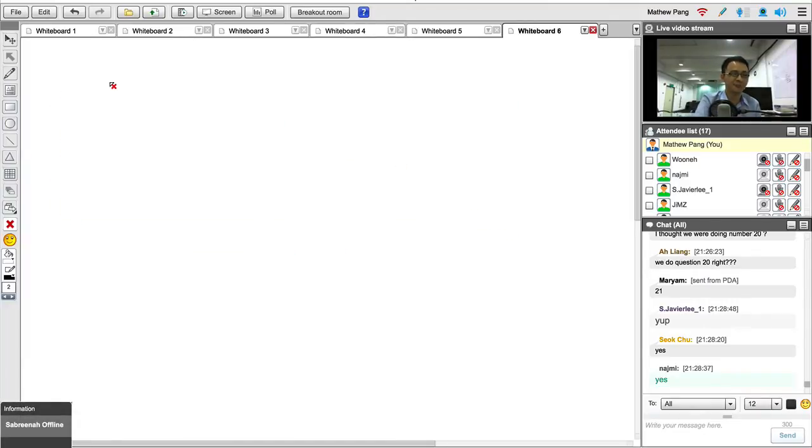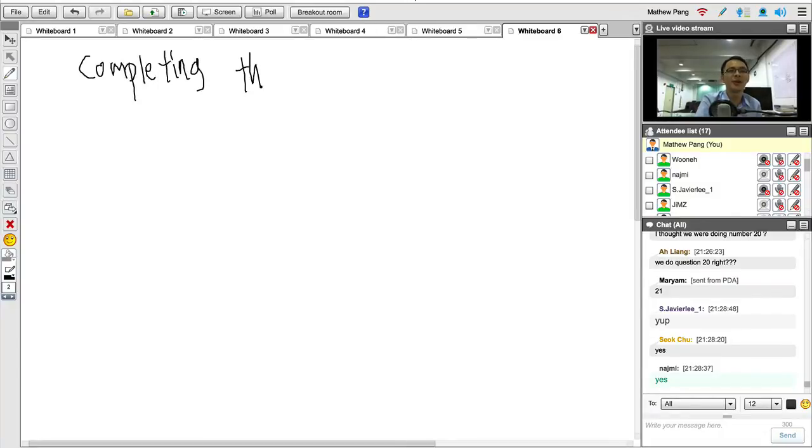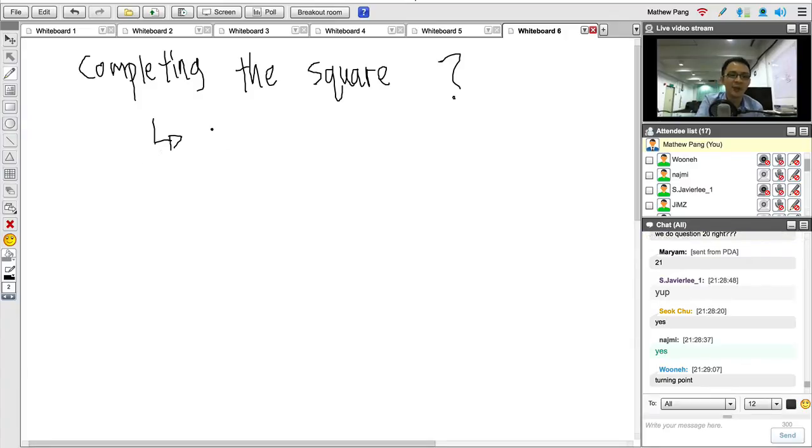So now we learn completing the square. What is the purpose of completing the square? Actually, you have two purposes. One purpose is to find the turning point, which we call the maximum or minimum point. And second is to solve the quadratic equation.